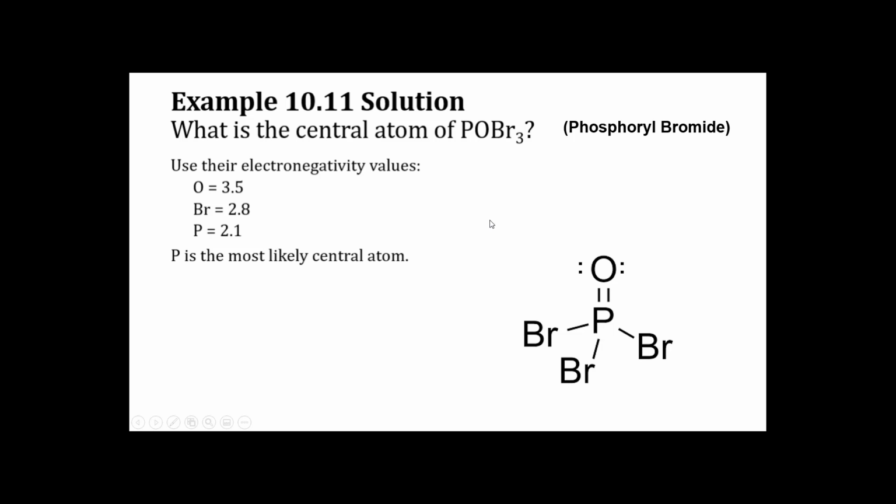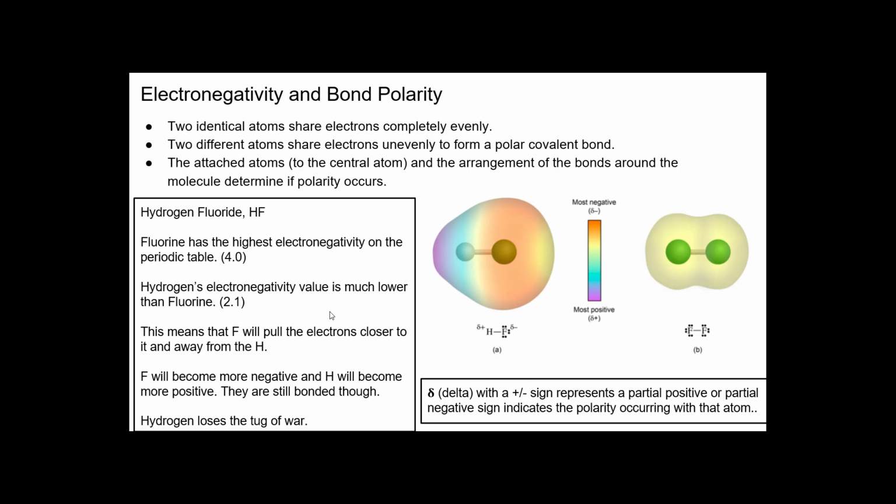But you need to know that some of these have lone pairs. They just don't show them. So the central atom tends to be the one lowest in electronegativity value. Fluorine would not always be a central atom because it is the most electronegative. Technically, we'll cover that right now.